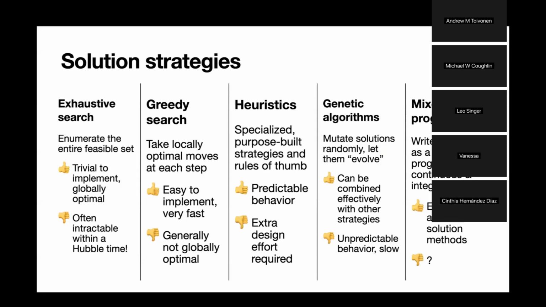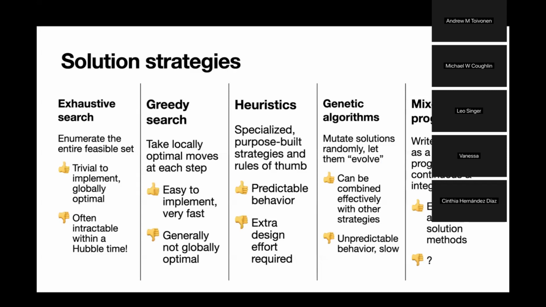We have greedy search, which takes a locally optimal move at each step in the iterative process. The way this would work is you pick the ZTF field that contains the highest probability, and then you cut that field out of the sky map, and then you take the next field that contains the highest probability and cut that out of the sky map, and so on and so forth. This has the advantage of being easy to implement and very fast. It is generally not going to be globally optimal.